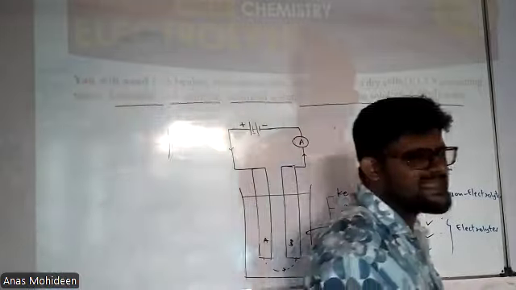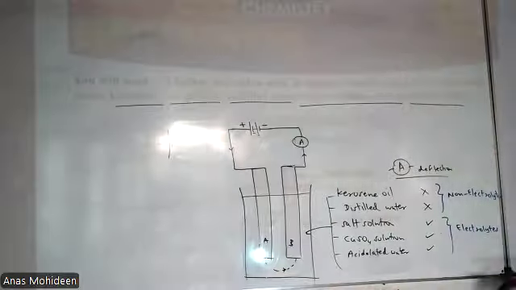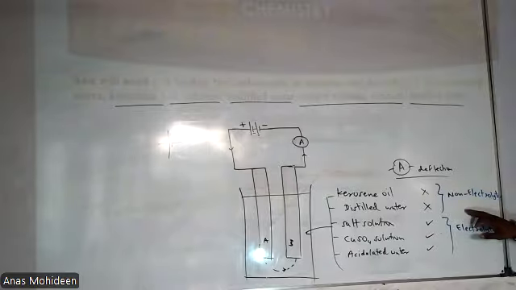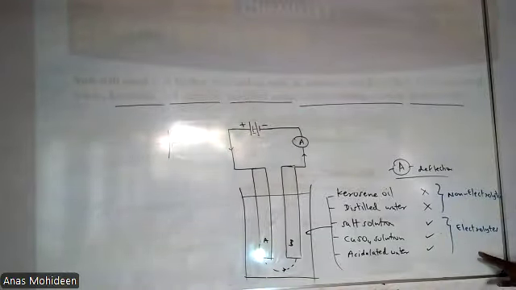Can you tell me the reason now? What is the reason? What do they have? They don't have mobile ions. Freely moving ions are not present. What about the electrolytes? They have mobile ions. That's the reason. Did you understand the point?